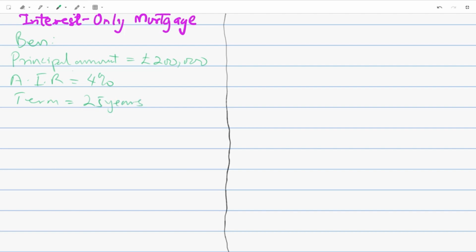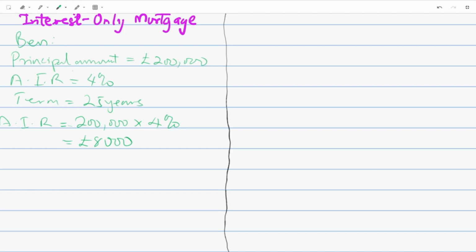Now you see that the calculation on this is slightly different from the others. In this, we have to calculate what the annual interest payment is. And the annual interest, in terms of the payment, will be 200,000 times 4%. And if you do that correctly, you would arrive at, I think, £8,000. I think that is it.